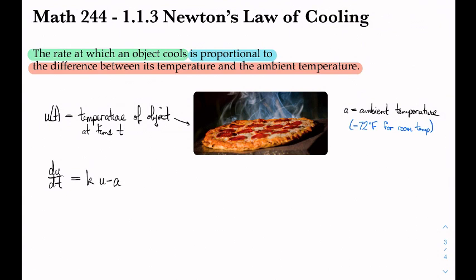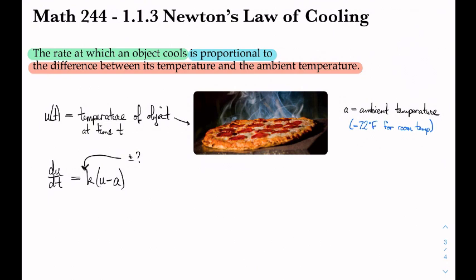Now, there's a little bit of ambiguity here because we don't know if this should be plus or minus in front of the temperature right here. So pause the video for a moment and think about whether this constant K should be a positive number or a negative number.